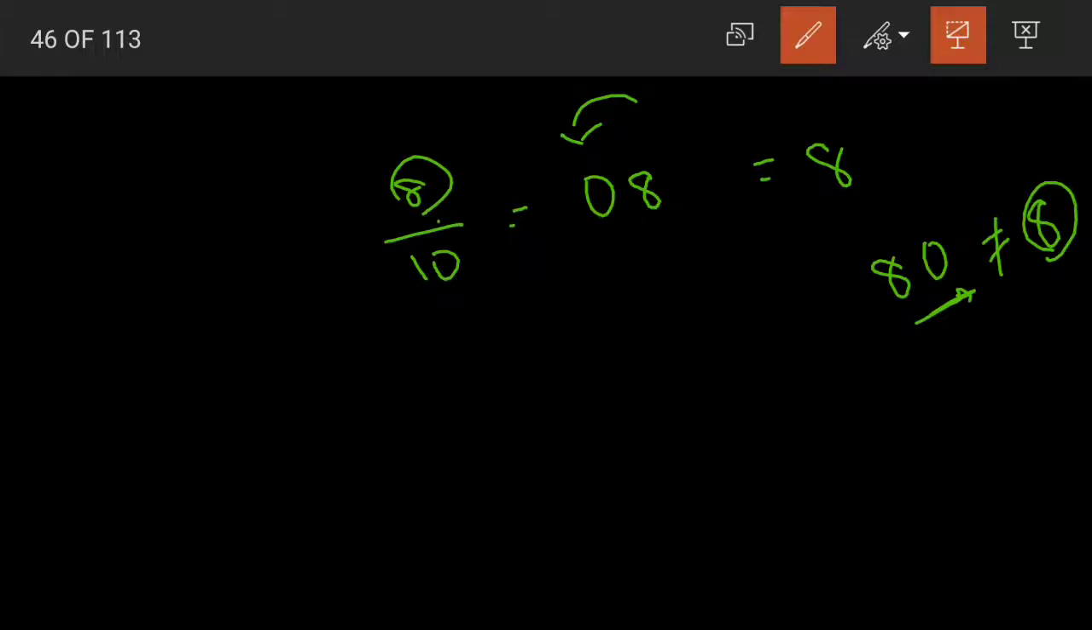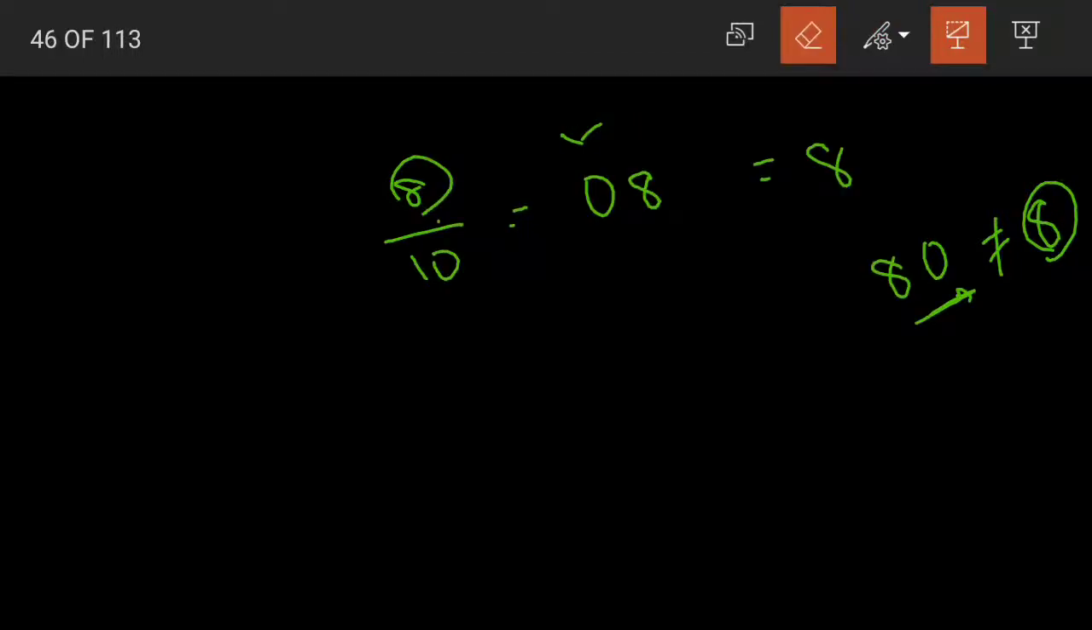For 8 by 10, step 1 is to count the number of digits in the denominator. The denominator has 2 digits. So we have to write the numerator also as a 2-digit number. Instead of 8, we'll write 08. We are adding a 0 to the left of the whole number. Even though we add 0, its value will not change. 08 is nothing but 8 only, right children? But if you write the same 0 to the right side of the given number, its value will change. That is not equal to our 8. So that is why we are adding the 0 to the left side.